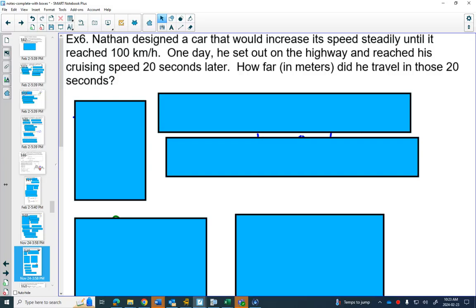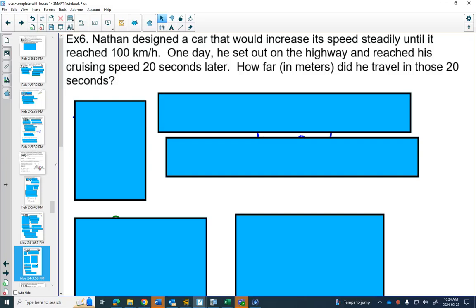Anyways, he's doing his research anyways, and one day he set out on the highway and reached his cruising speed from 0 to 100 in exactly 20 seconds. How far did he go? I like this question initially because it just seems like you're not given enough information. You look at it and go, that is a good question, but I don't feel like I could answer it. Okay? So we have to break things down.